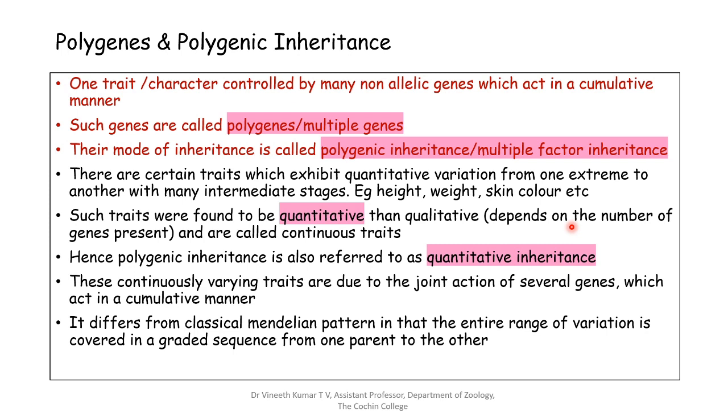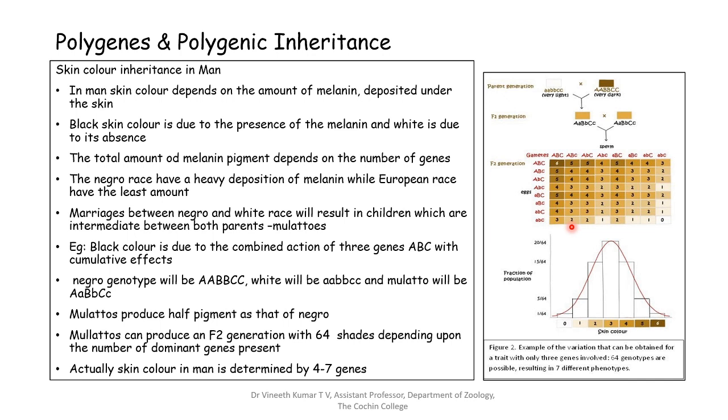So that's why many scientists also argue that such traits which Mendel clearly defined as tall and short might not be exactly tall and short. So all these can be categorized under this particular type of interaction, which is called polygenic interaction. So here we take the skin color in man.